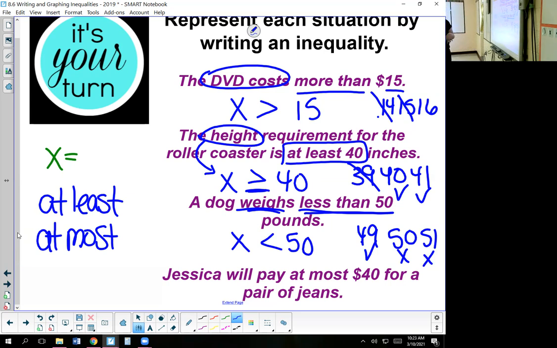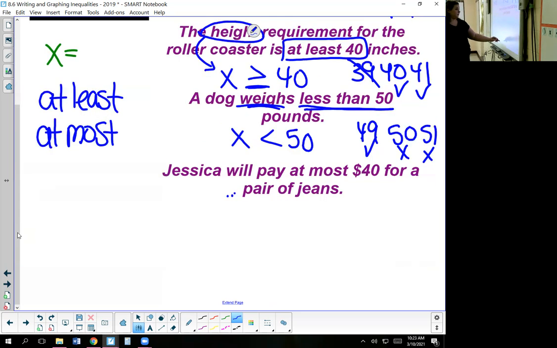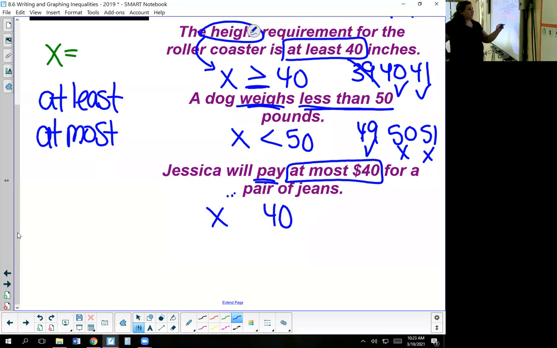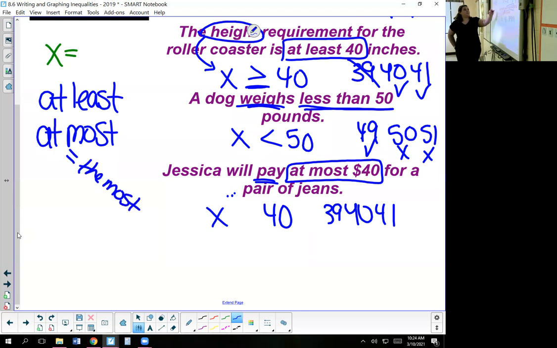Again, I'm just trying to show you how you determine whether it's equal or not. Last thing, here's that other keyword, at most. Jessica will pay at most $40 for a pair of jeans. So let's just say X is basically what she's paying. At most 40. So 40, one lower, one higher. I think at most is the most she can spend. So think about the least amount, the most amount. Maybe that will help too.